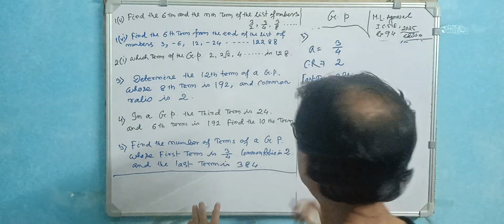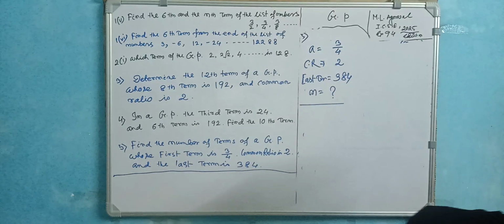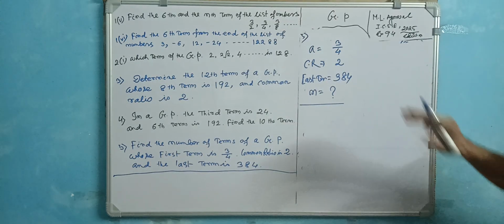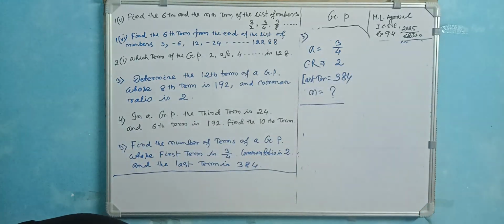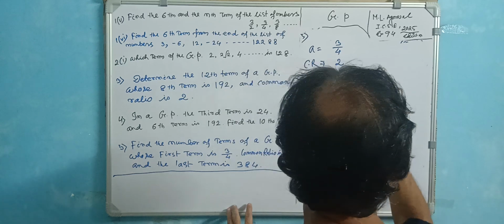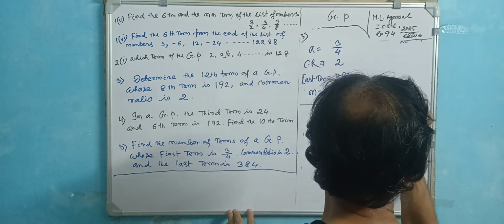Find the number of terms. That means find the value of n. This is the given data. First you write down all the given data. তোমার কাছে কি কি ইনফরমেশন দেয়া হয়েছে সেটা তুমি লিখে নাও. So the general formula you know: an is equal to a r to the power n minus 1.